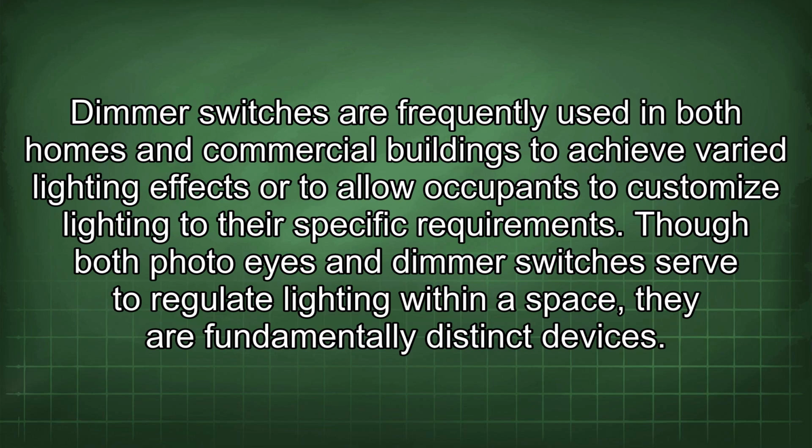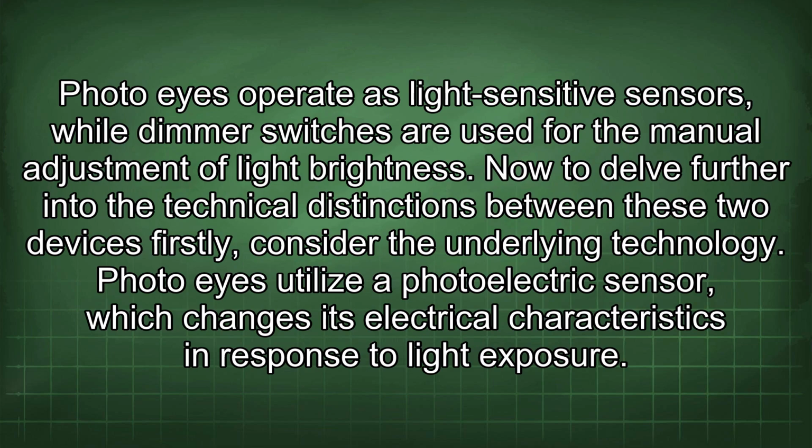Though both photo eyes and dimmer switches serve to regulate lighting within a space, they are fundamentally distinct devices. Photo eyes operate as light-sensitive sensors, while dimmer switches are used for the manual adjustment of light brightness. Now to delve further into the technical distinctions between these two devices, firstly, consider the underlying technology.